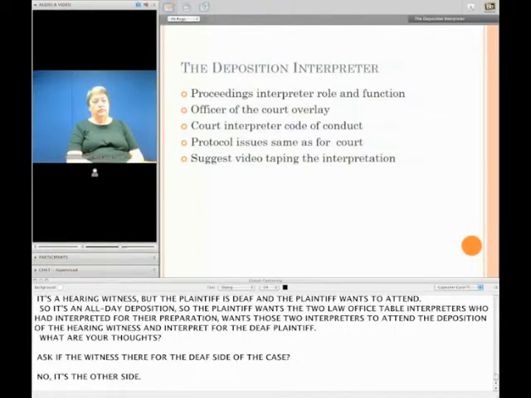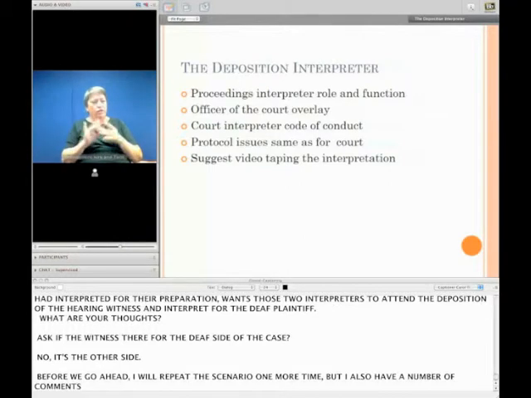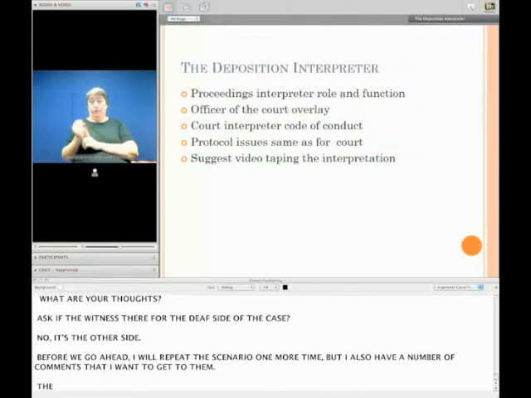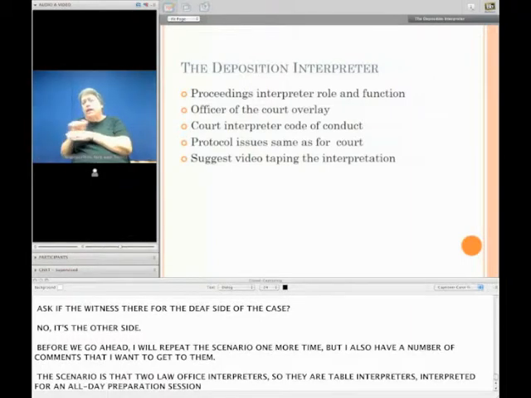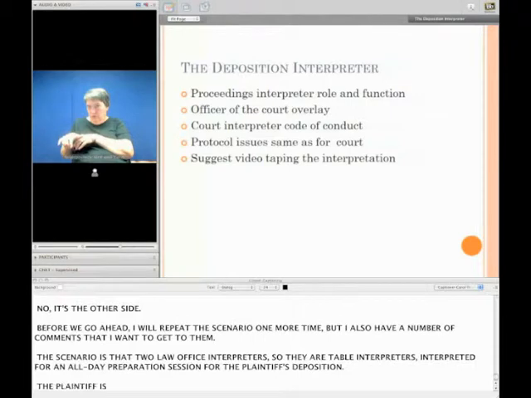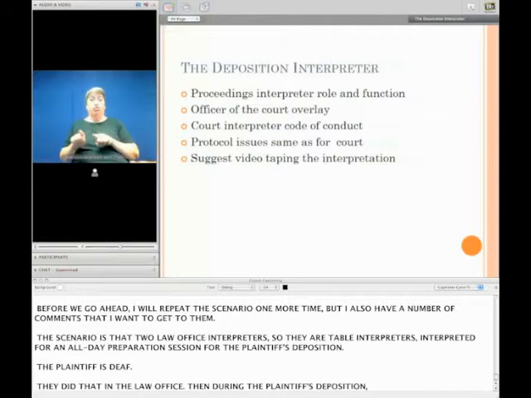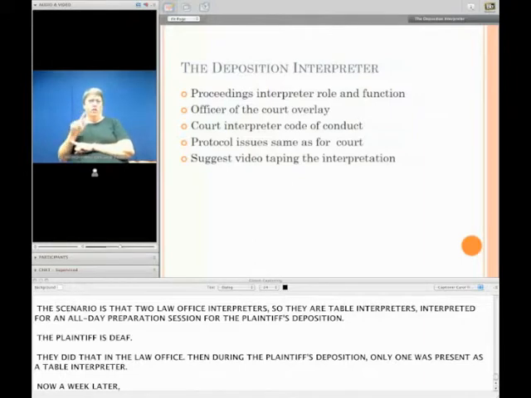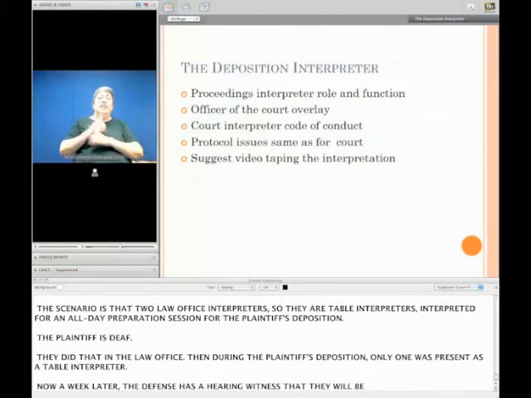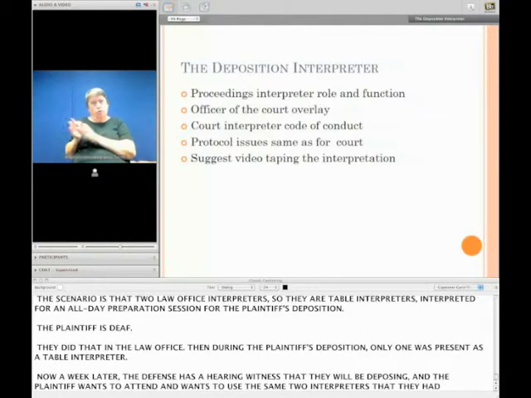Okay, before we go ahead, I will repeat the scenario one more time, but I also have a number of comments I want to get to. The scenario is that 2 law office interpreters, so they are table interpreters, interpreted for an all-day preparation session for the plaintiff's deposition. The plaintiff is deaf. They did that in the law office. Then during the plaintiff's deposition, only 1 was present as a table interpreter. Now, a week later, the defense has a hearing witness they will be deposing. And the plaintiff wants to attend and wants to use the same 2 interpreters that they have been using at their table.